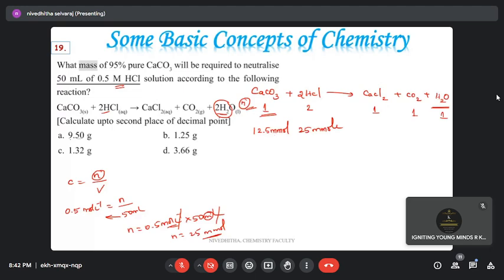So we have to convert this millimole to gram. We have the formula, right? Number of mole is equal to given mass divided by molar mass. So the number of mole is 12.5 millimole, which is equal to the weight, which we have to find, divided by the molar mass of calcium carbonate. What is the molar mass of calcium carbonate?